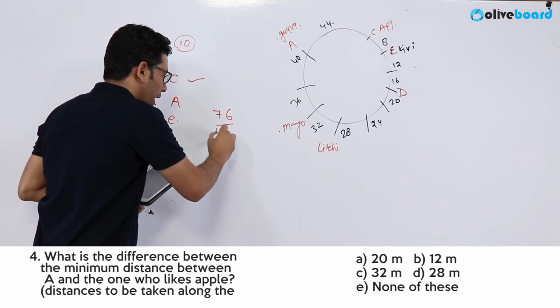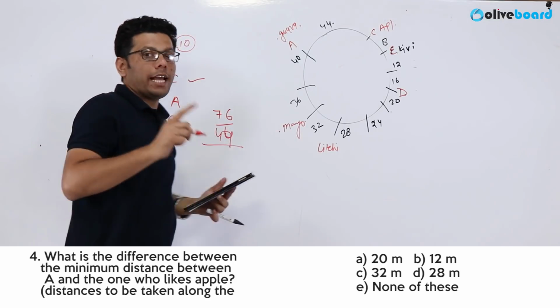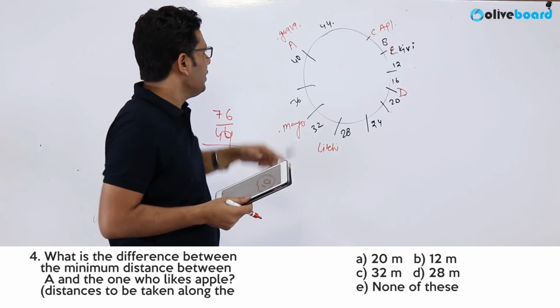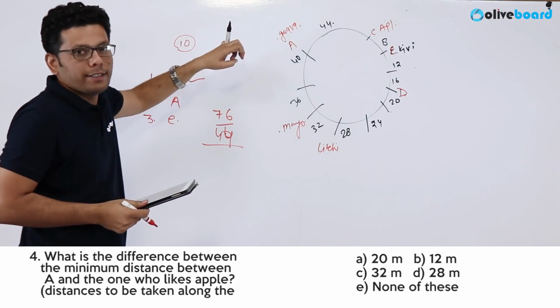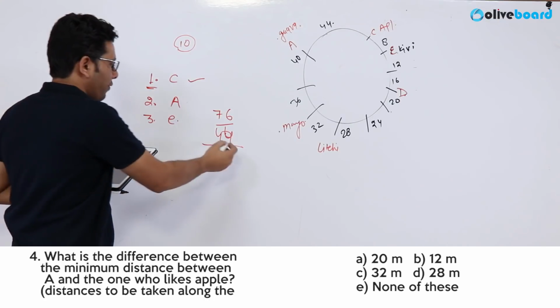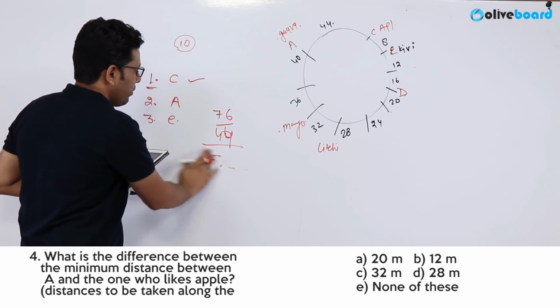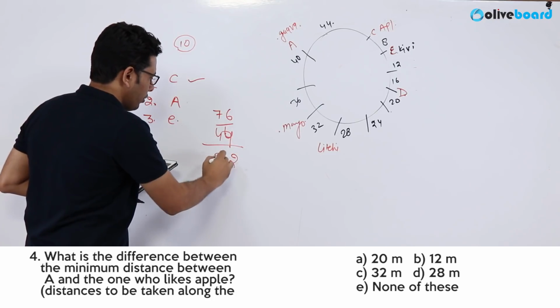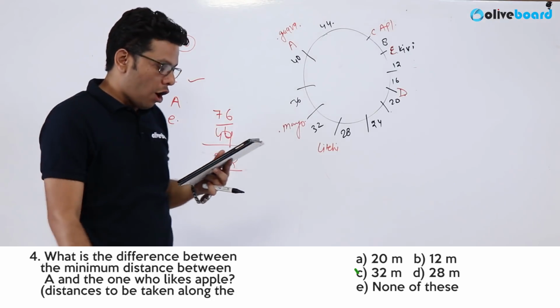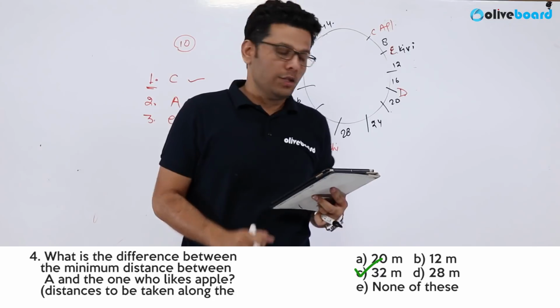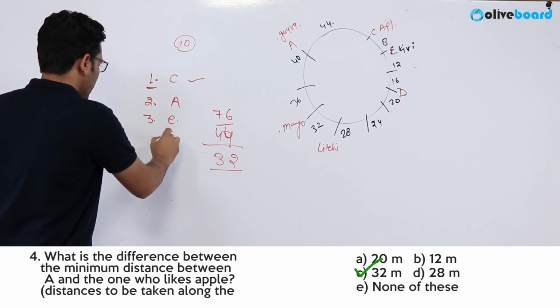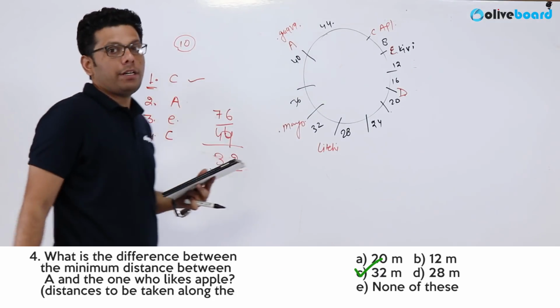And what you need to calculate? You need to calculate the difference between these two distances. Okay, so your difference would be 36. No, sorry. It would be 32. So your option number C is the answer. The answer to this question is your option number C.